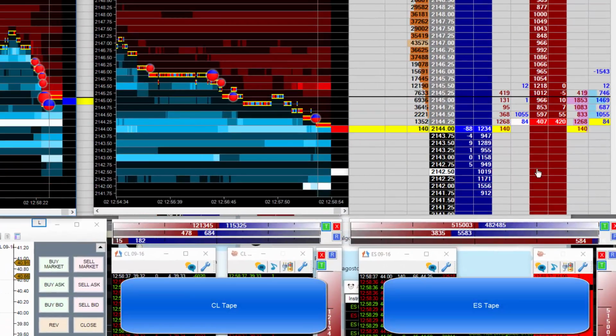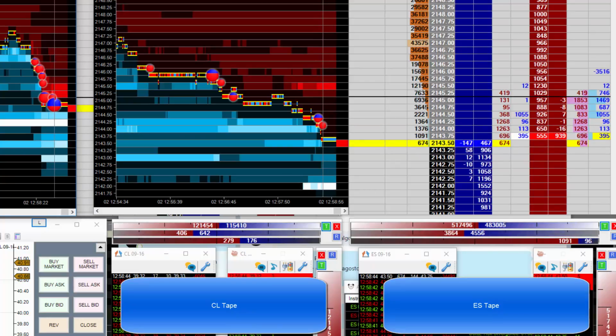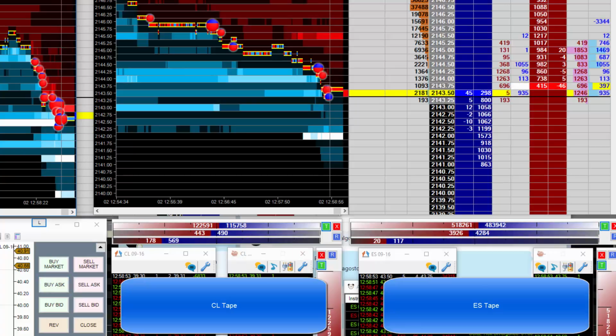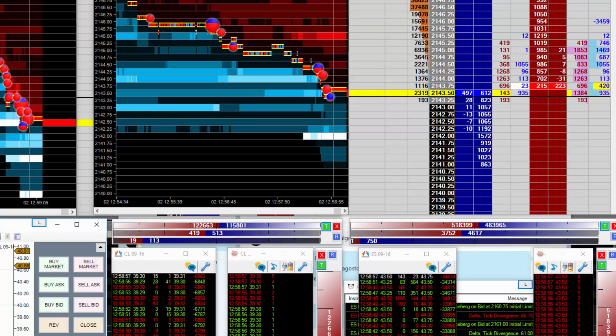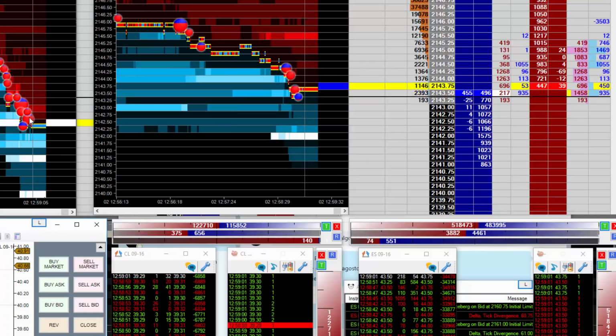Hello, so we're going to analyze two trades that I did today. On the right side we have the ES tape, and on the center, on the left, we have the CL tape. At the moment I'm looking for the sellers to run out of bullets on the ES as we approach the buyer zone.